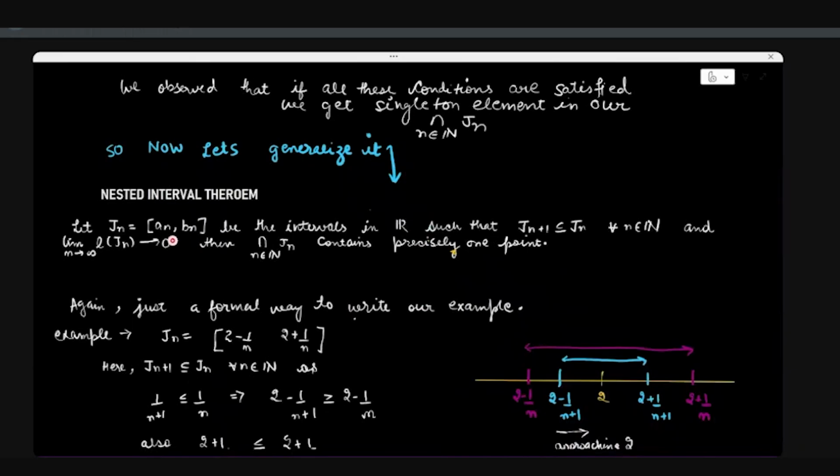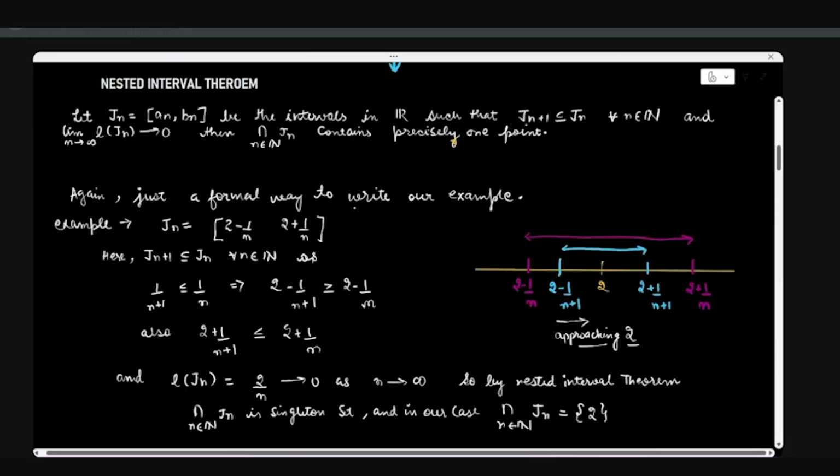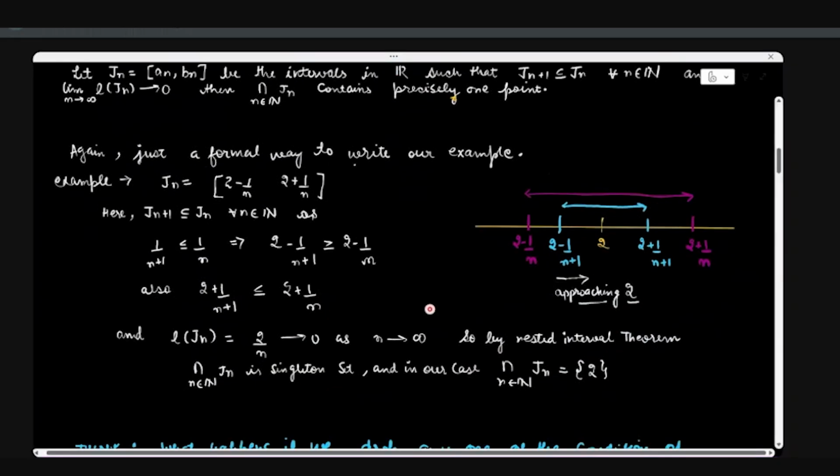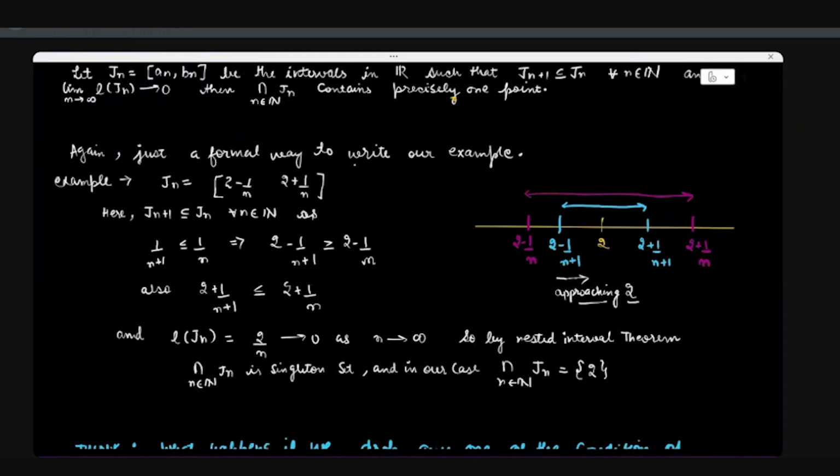So it says if we have closed and bounded intervals in the real numbers such that Jn plus 1 is contained in Jn for all n in the naturals, and the length of Jn goes to 0 as n approaches infinity, then the intersection of all the Jn's contains precisely one point. So again, I have written in a formal way the example that I discussed earlier. I encourage all of you to write it.